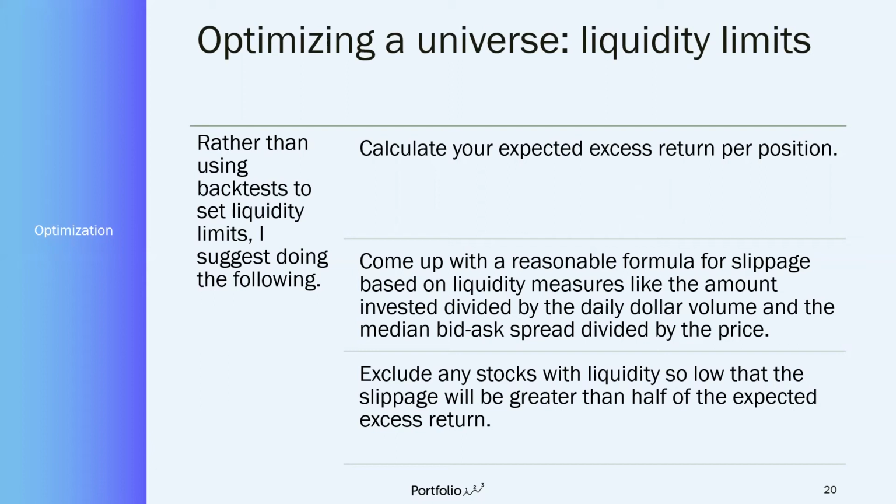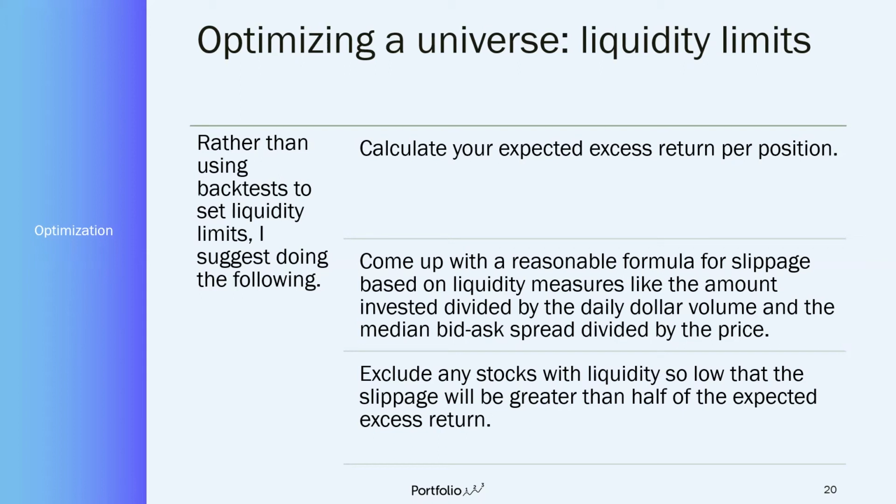Then I came up with a reasonable formula for slippage based on liquidity measures like the amount invested divided by the daily dollar volume and the median bid-ask spread divided by the price, and came up with a formula to calculate the slippage on each stock. And what I did is I excluded any stocks whose liquidity was so low that the slippage would be greater than half of the expected excess return. That's just one approach. That's kind of a complicated one.